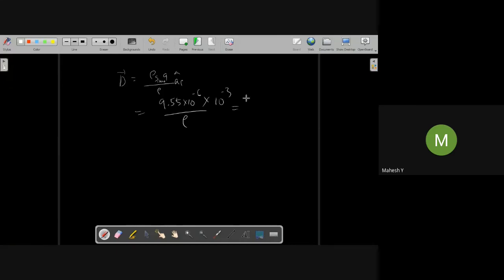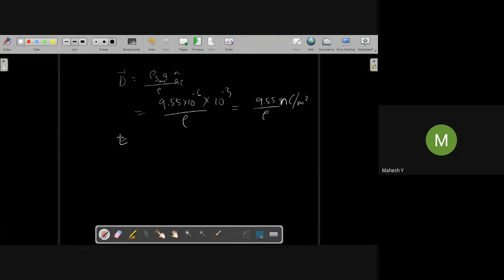So that will be 9.55 into 10 by rho nano. So this is flux density. So flux density is coulomb per meter square, right?